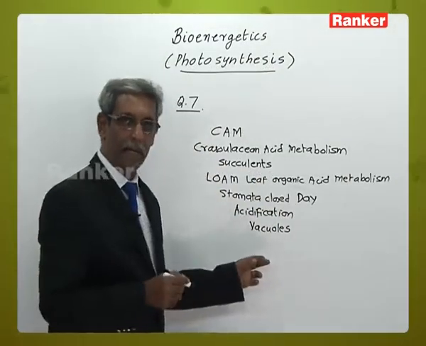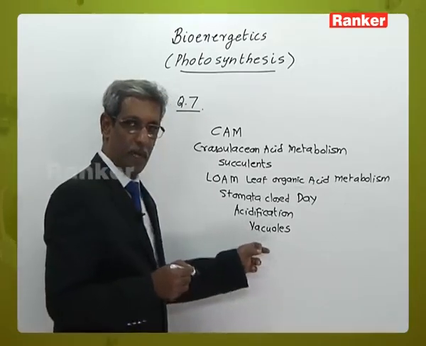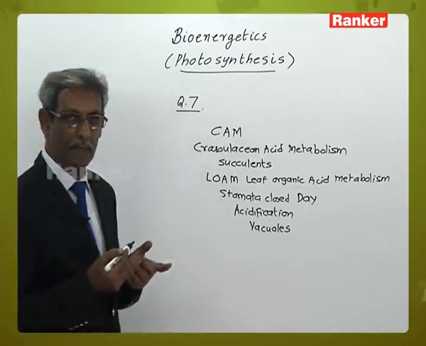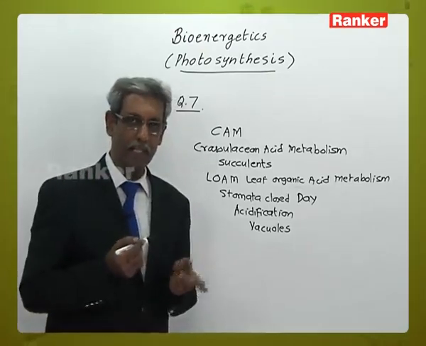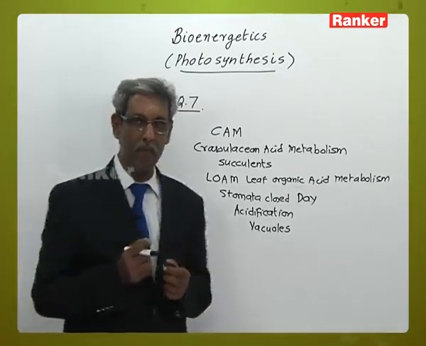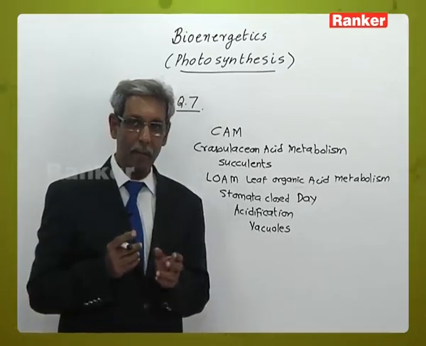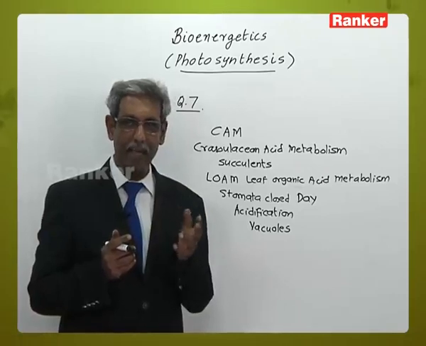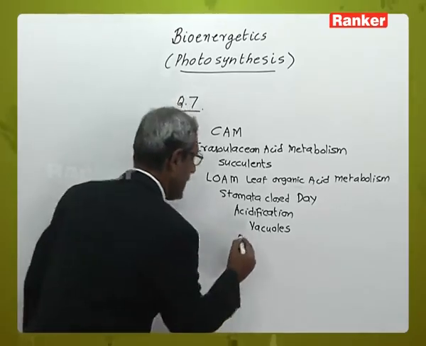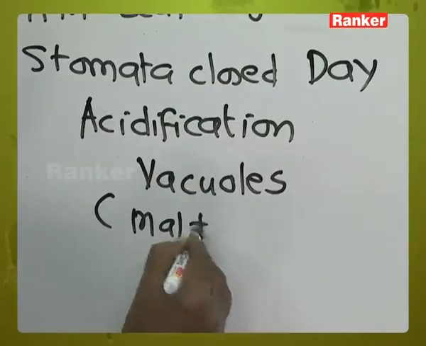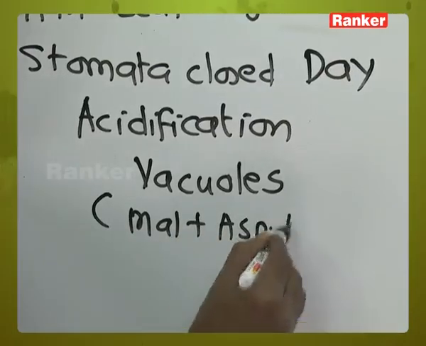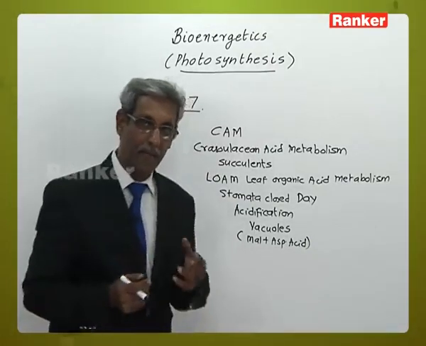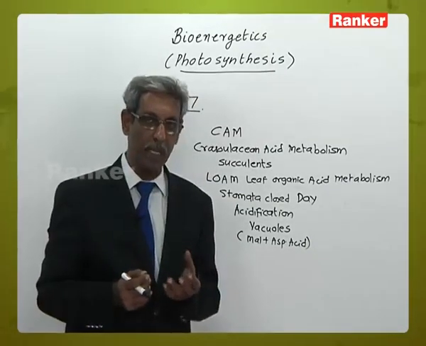And primarily here in this process, we have both the C3 and the C4 cycles. During the day, primarily the C4 cycle operates. There is a presence of phosphoenol pyruvate, which catches a little bit of the carbon dioxide and gets converted to malic acid and aspartic acid. So the malic and the aspartic acid get stored in the vacuoles, which are present in the succulent tissues during the day.